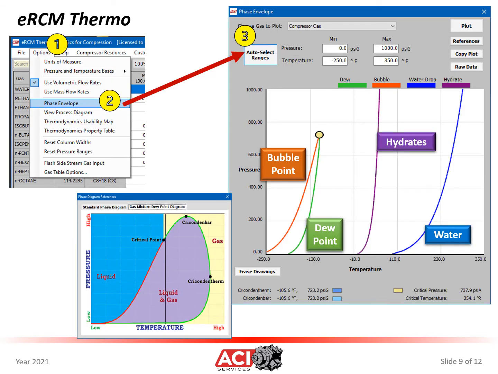To identify areas of concern related to liquids formation, generate the gas stream's phase envelope. The phase envelope shows a pressure versus temperature map and indicates regions where water starts to drop out, where hydrates start to form, where component gas starts to drop out, and where regions are all solids, all liquids, or all vapors.